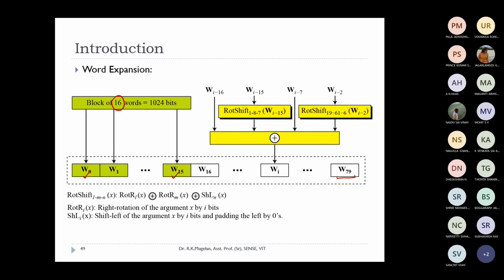Whatever word you're going to find, assume that if you want to generate W16, we need 4 more words. That is Wi minus 16, in this case W0. Then the second word, i minus 15, that is W1. Then Wi minus 7, that is W9. Then i minus 2, which is W14. So I'll be taking these 4 words for the process of generating my next word.